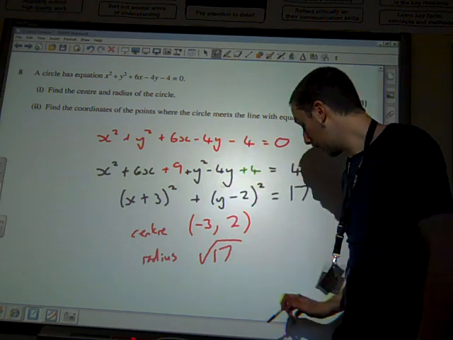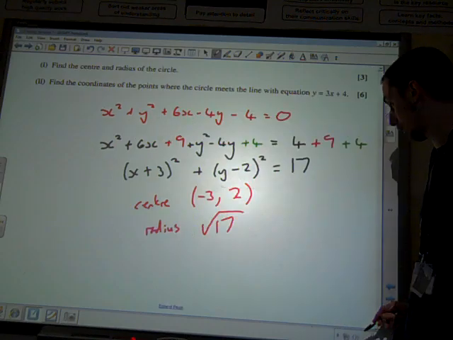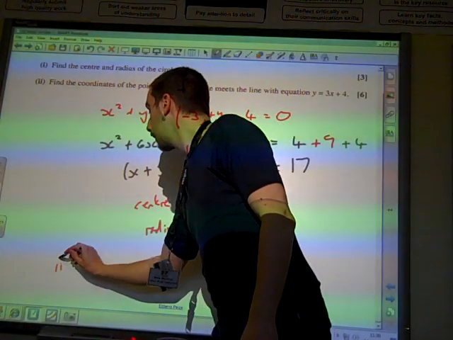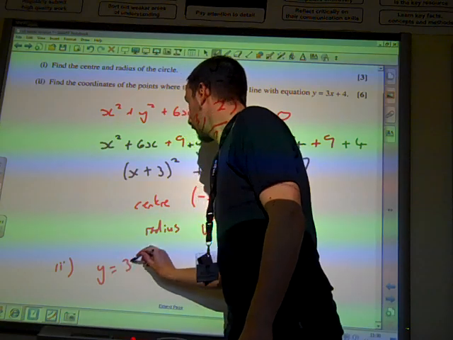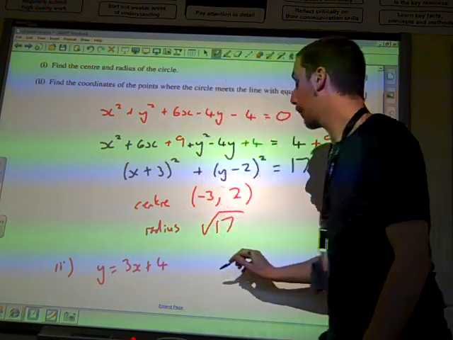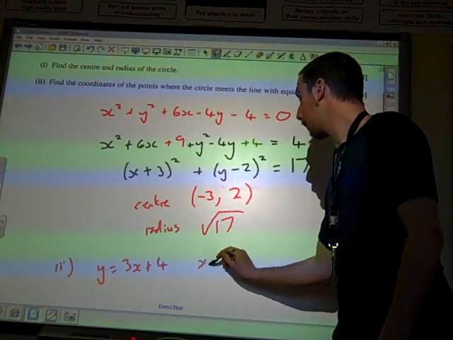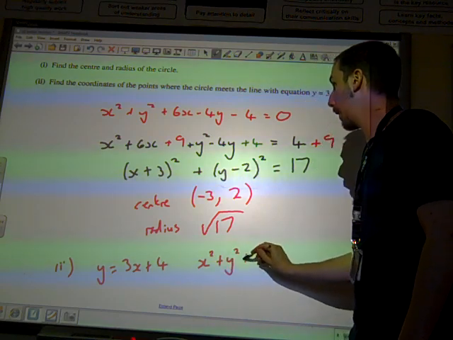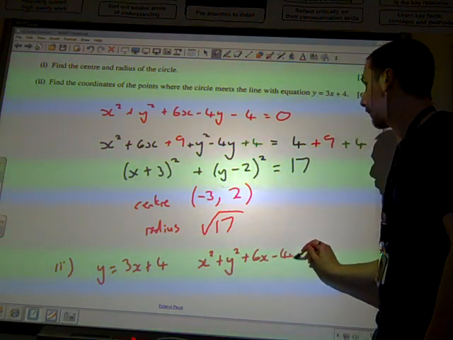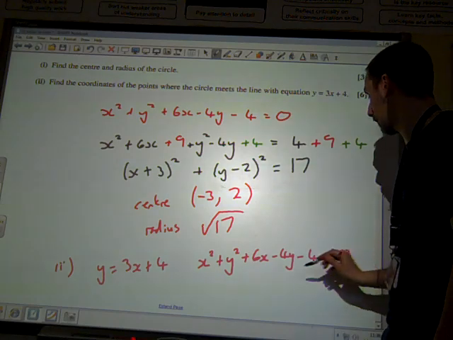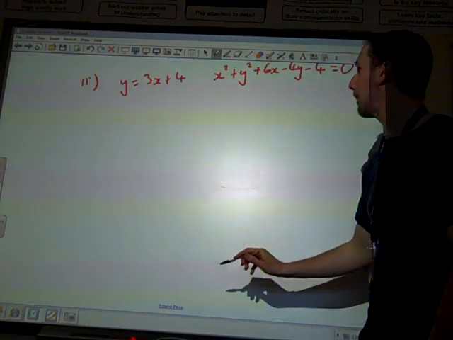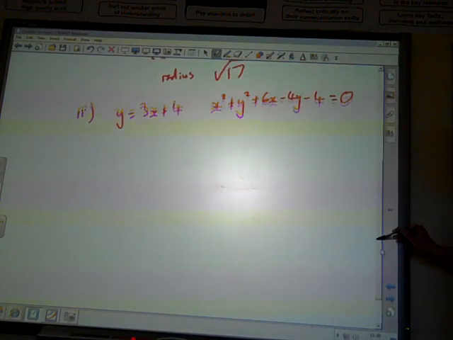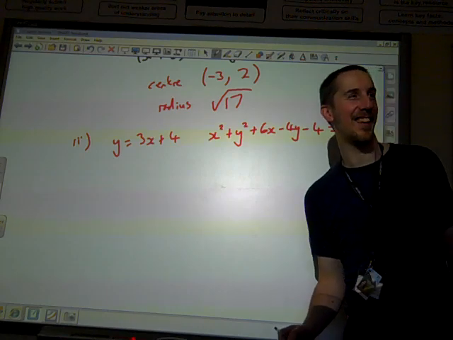So we're going to take y equals 3x plus 4. And the equation that we had was x squared plus y squared plus 6x minus 4y minus 4 equals 0. Right. Simultaneous equations. What are we going to do first?